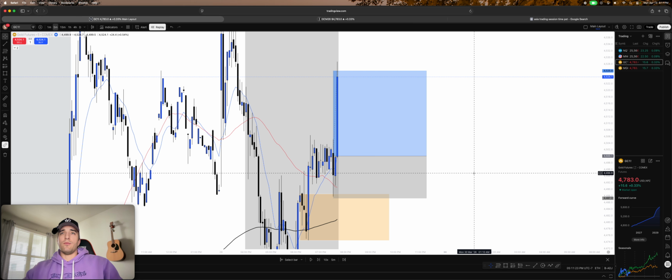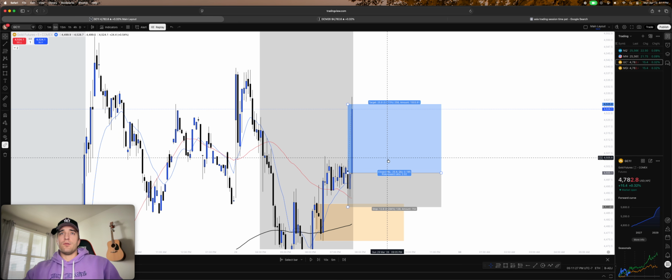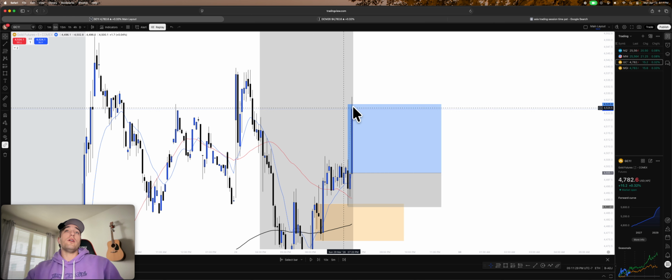That's typically what I'm shooting for around here. But in this instance, most of the time I will close fully at a 2-to-1. Sometimes I like to try to push for more, and let my trades run a little bit. But typically I just like to be safe, secure, grab my 2-to-1, get in and out of the market, make my profit for the day, and get out.